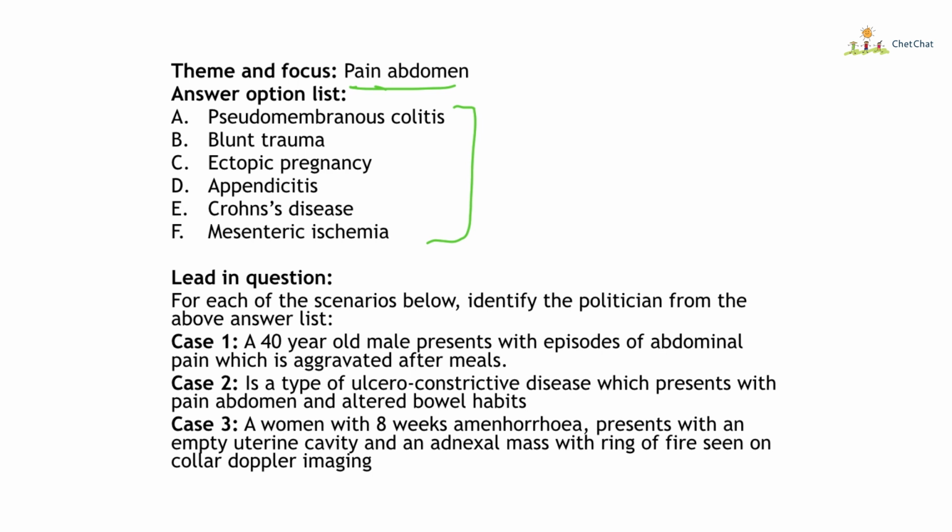So postprandial pain in a middle-aged male. Out of these, I think the only answer is mesenteric ischemia. Second is a type of ulceroconstrictive disease which presents with pain abdomen and altered bowel habits. We know Crohn's disease and UC. Blunt trauma would not be like that. Ectopic pregnancy, appendicitis, pseudomembranous colitis would not be like that. A woman with 8 weeks amenorrhea presents with an empty uterine cavity and adnexal mass with ring of fire sign. Clearly, we are dealing with ectopic pregnancy.